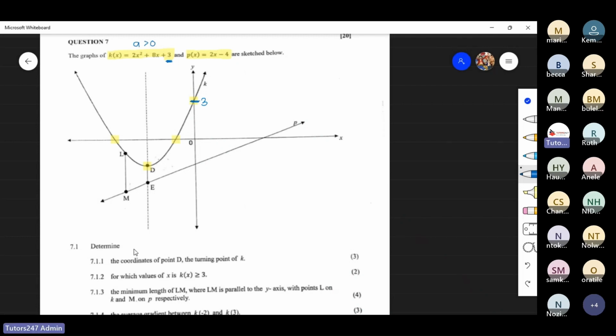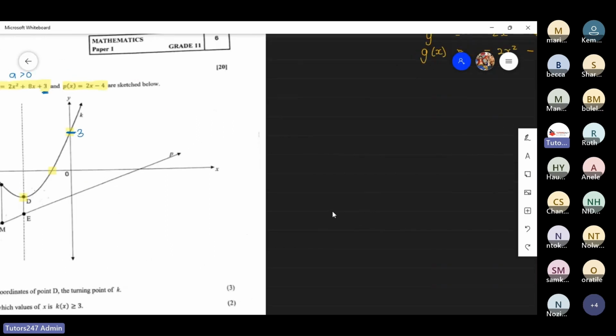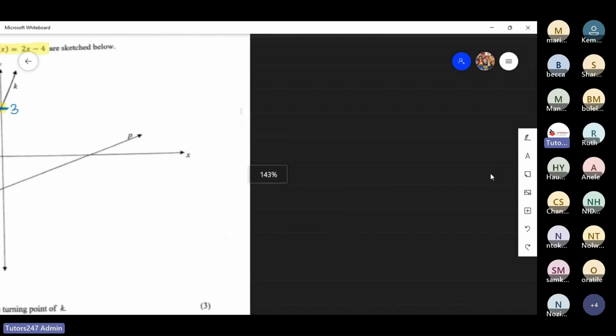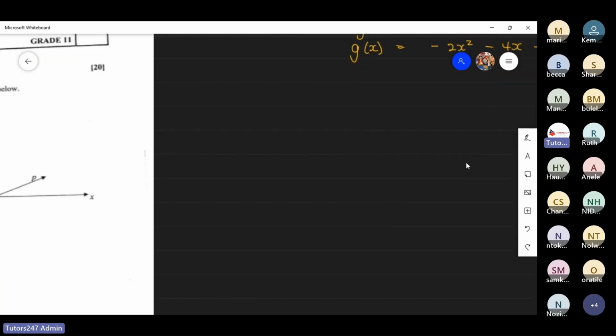Now, let us read our first question. We've got question 7.1.1. Determine the coordinates of D, the turning point of K. So we need to find our turning point coordinates of K, which is the point D. Now, there's 3 methods that we can use to find turning point. So I'll list them and I'll explain them, and then we can decide which method is best for us to use.